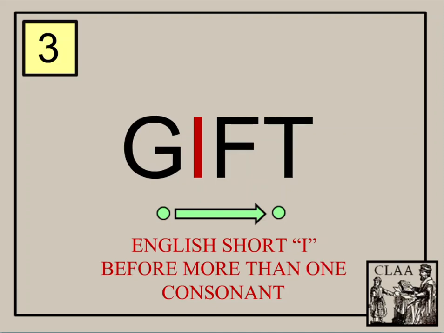The English letter I also makes the short I sound when it comes before more than one consonant. In the word on your screen, you can see the letter I followed by two consonants, F and T. Because this letter I is followed by two consonants, we'll read it with the short I sound.